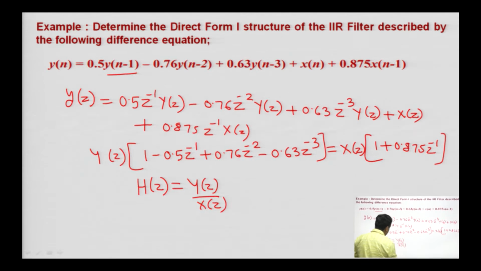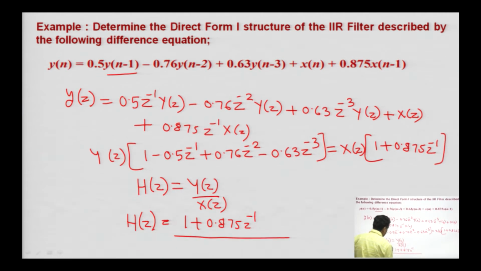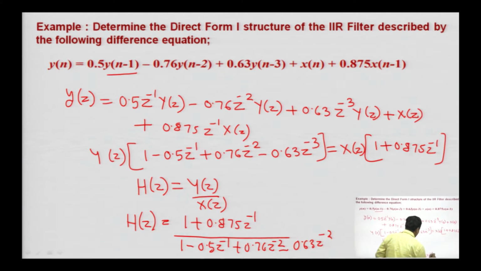So if here we want to find Y(z) upon X(z), what will it be? H(z) is equal to 1 plus 0.875 z to the power minus 1 upon 1 minus 0.5 z inverse plus 0.76 z to the power minus 2 minus 0.63 z to the power minus 3. So, this is your final required transfer or system function for this particular system.